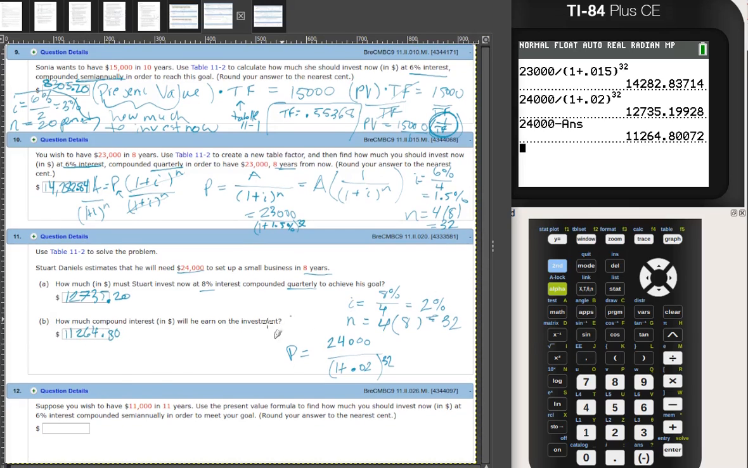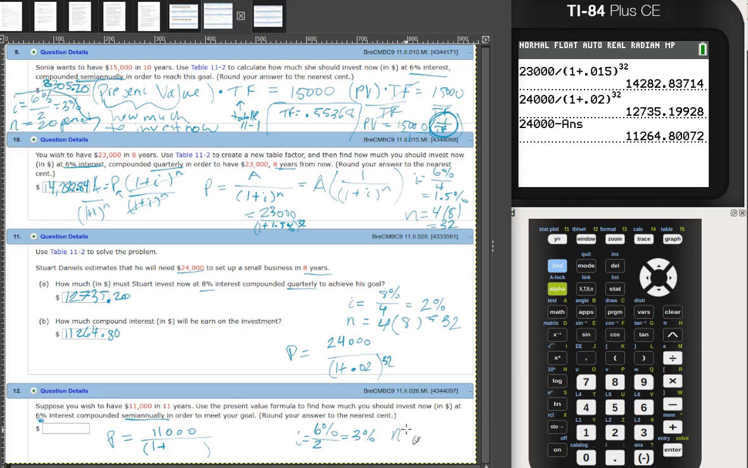And then last but not least, suppose you wish to have $11,000 in 11 years. We're going to use the formula to calculate if you have 6% interest compounded semi-annually, how much do we need to reach our goal? So that present value should be the amount we want it to be worth in the future divided by 1 plus the 6%, but we need here the i value. So the i is 6% for the whole year, but then it says compounded semi-annually, which means twice per year. So this goes 3%.